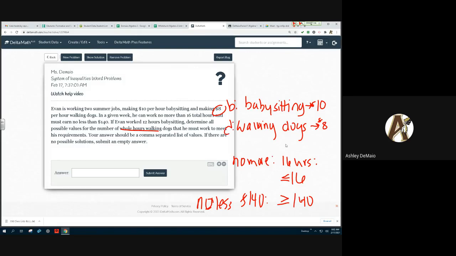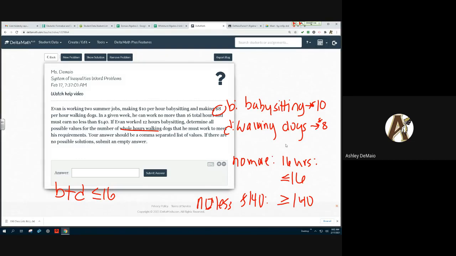Okay, so the first inequality I want to write is the number of hours total that he's going to work. So if Evan walks dogs and he babysits, so B plus D, the number of hours babysitting plus the number of hours walking dogs, has to be less than or equal to 16 because he's not going to work any more than 16 hours.